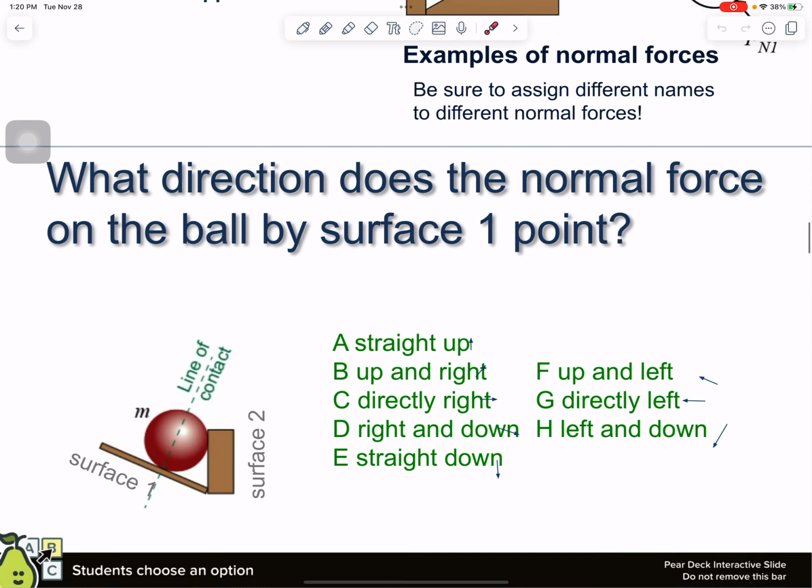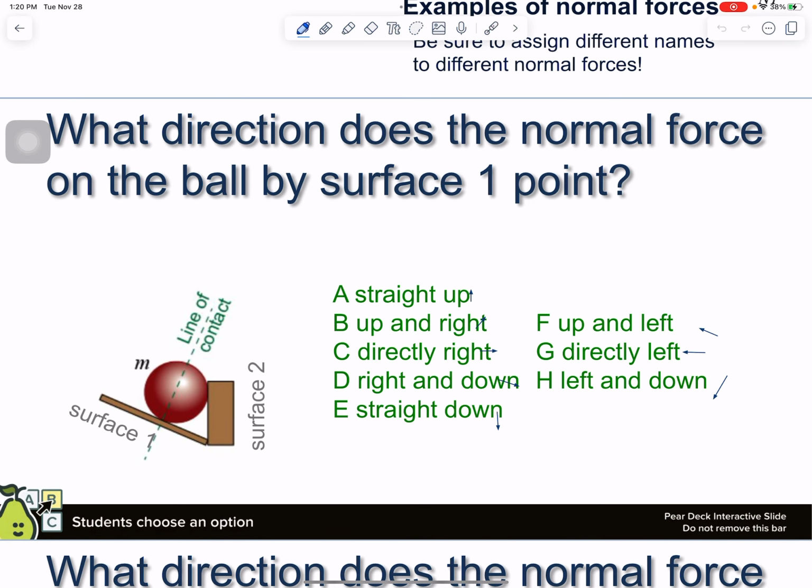So we're going to do a bunch of practice. All right, what direction does the normal force on the ball by surface 1 point? Here's surface 1. What direction does the normal force point? All right, perpendicular to the surface is going to be in this direction. And I would say that is up and right, and so the answer is going to be B.